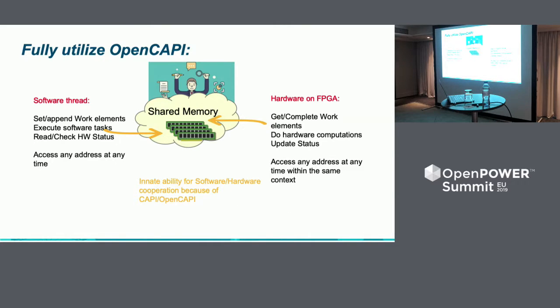All right, so some ideas about fully utilizing OpenCAPI. I think many people have already thought about that. The first thing is to ask the software thread and hardware thread to work closely and share memory. So think about the paradigm that I showed for heterogeneous computing. The data is there, and we want to share the data.